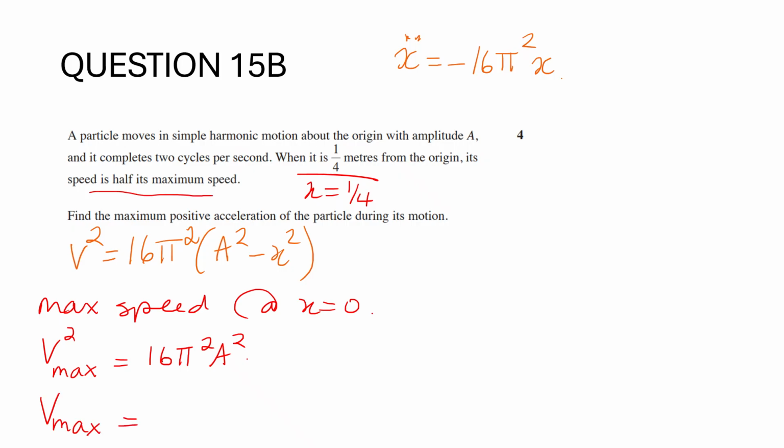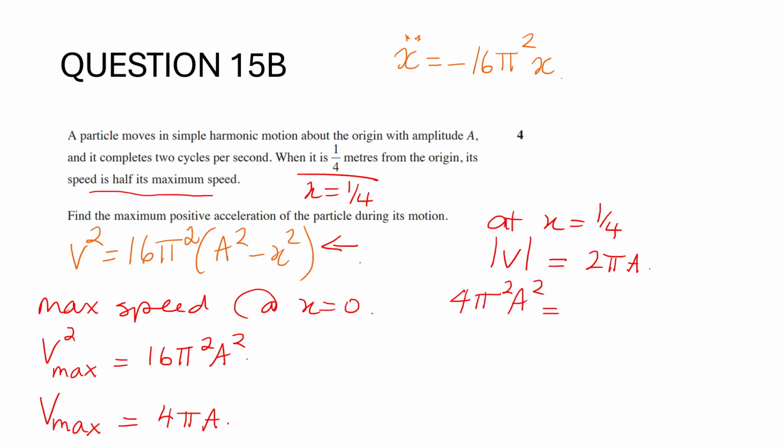So that would be a square root, which is 4 pi a, and at x is equal to 1/4, the speed will be half of that, so 2 pi a. So substituting now into here, we will get v squared, so 4 pi squared a squared is equal to 16 pi squared a squared take x, I'll take a quarter squared, which is 1 on 16.